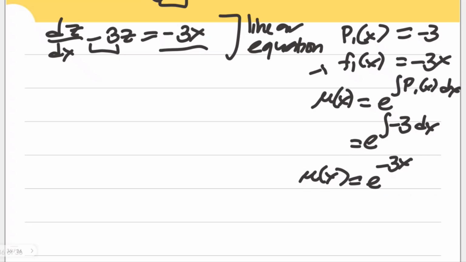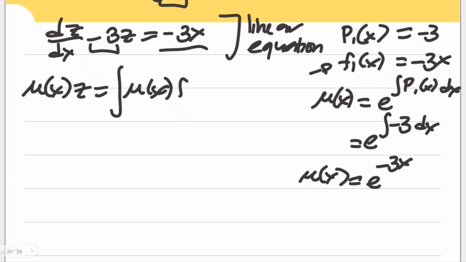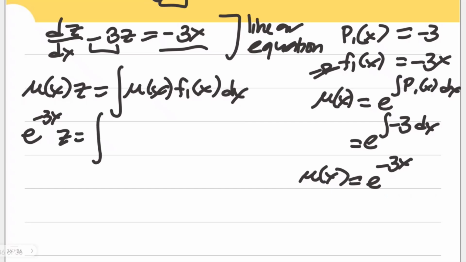And using f sub 1 of x in this form, we'll have the integrating factor times z is equal to the integral of mu of x times f sub 1 of x. This one here, not the first, because we are now on z, not on y. So the integrating factor e to the power of negative 3x times z is equal to the integral of e to the power of negative 3x times your f sub 1 of x, which is negative 3x dx here.